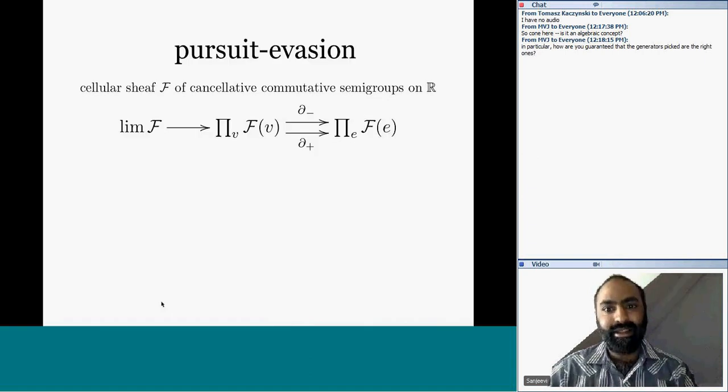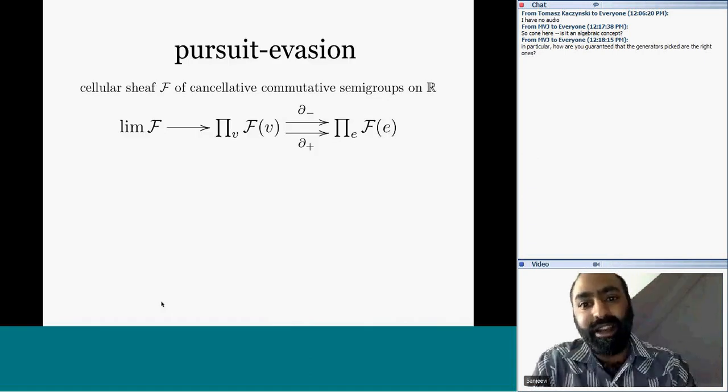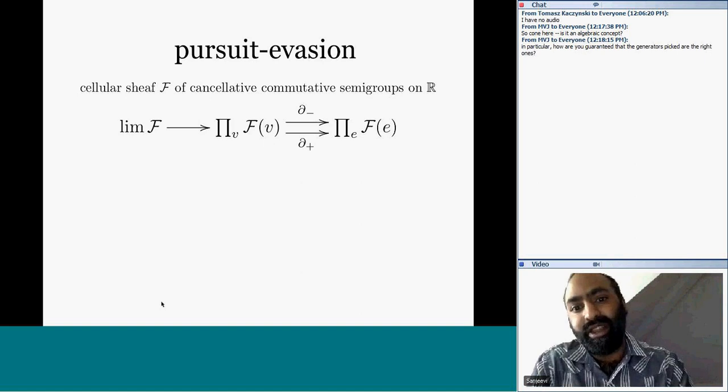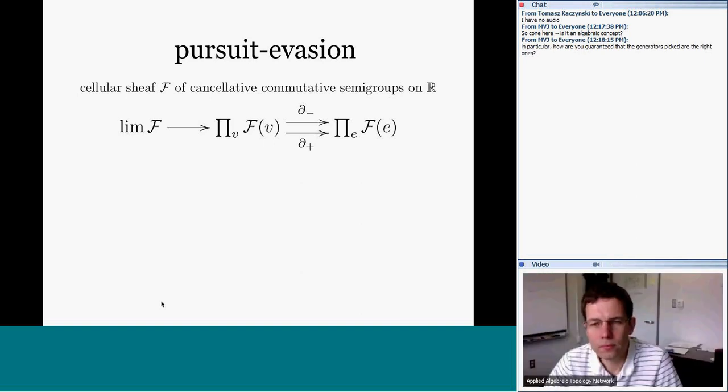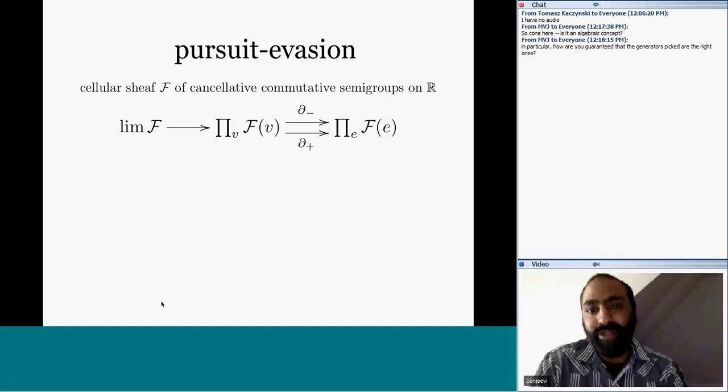And I can get parallel maps from the product of values over the vertices to the product of values over the edges. The equalizer of that is really the limit of the sheaf. It's giving me the global sections of my positive cohomology. In homological algebra, if F were really just a sheaf of vector spaces, we can compute this limit by just taking the kernel of the difference.